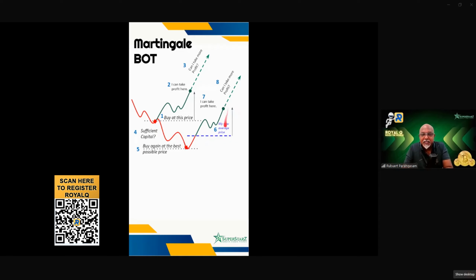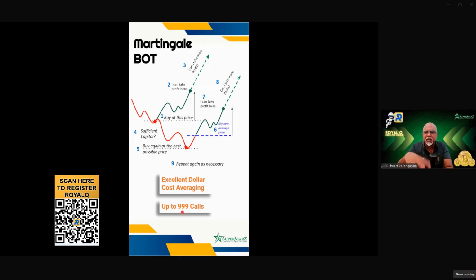And that is the reason why dollar cost averaging is such a powerful way for us to trade a downtrending market. Now, how many times can the robot do this? Well, it can repeat this again and again and again as necessary. This is a fantastic dollar cost averaging robot. This robot, this martingale bot, is fantastic at averaging and then selling it later. And the robot can do this up to 999 times, but we don't have to do it that many times. 5 times, 6 times, 7 times, 8 times, we're probably done. We're out with a very, very good profit.